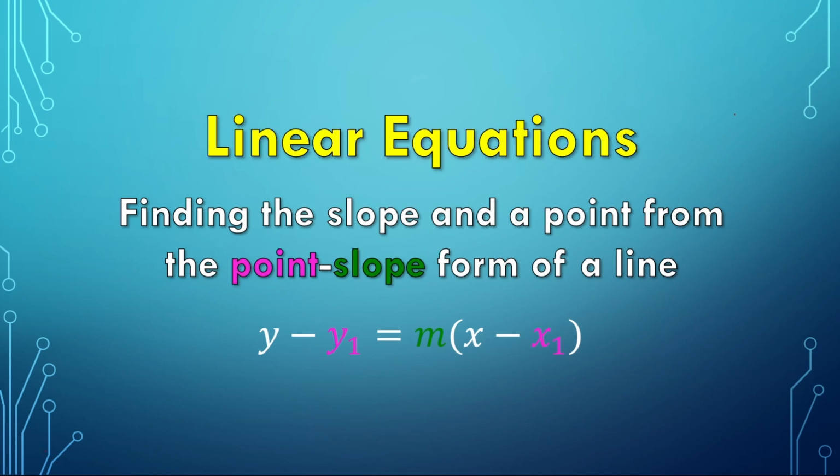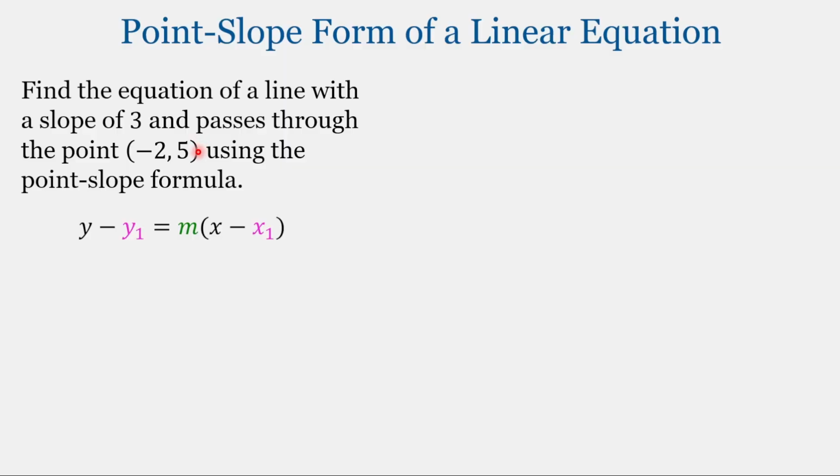Today we're going to practice finding the slope of a line and a point on that line when given an equation in point-slope form. So let's get started. Previously, we practiced writing an equation in point-slope form when we were given the slope of a line and a point through which it passes.